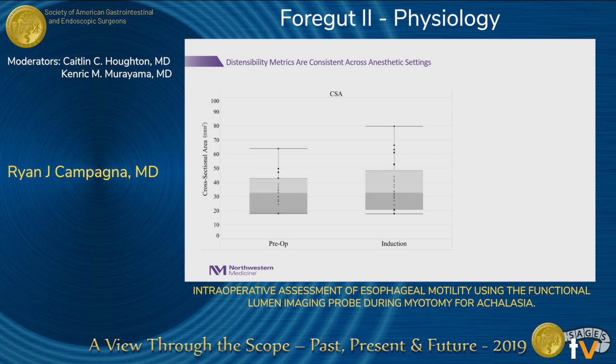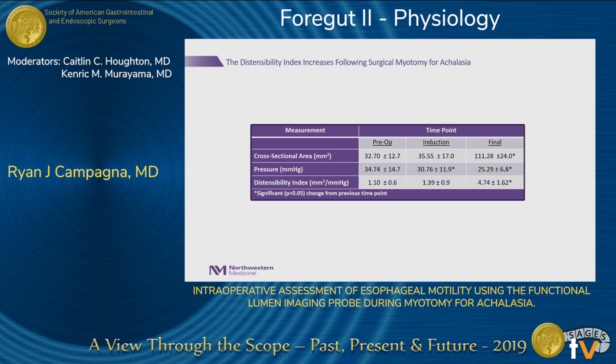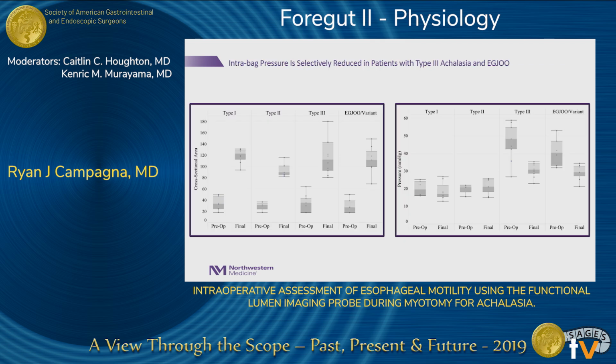First, we'll look at distensibility metrics, and here is listed the preoperative outpatient values and the induction values, and on the y-axis are the metrics themselves, and you'll see there was no statistical difference between any of them, including the mean cross-sectional area, the mean pressure, and the mean DI. We saw that distensibility index increases after surgical myotomy, something we demonstrated before. We also saw that cross-sectional area increased and the mean pressure decreased, but there's more to the story.